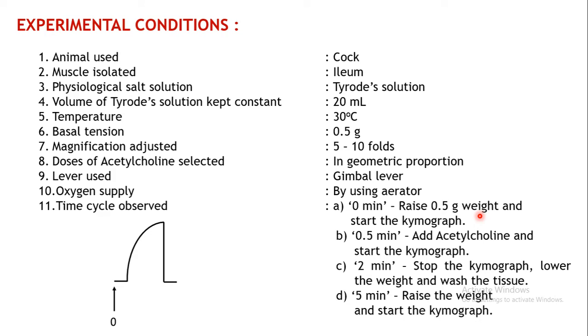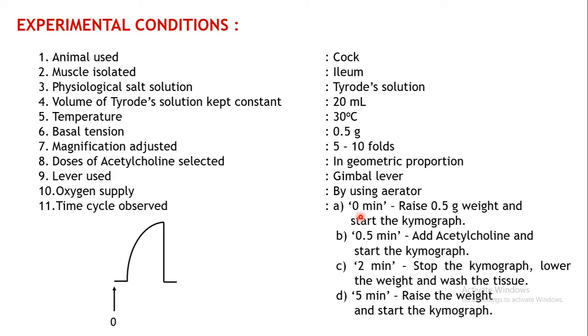You need to raise it when you are taking the baseline or when you are recording a response. Your basal tension should always be raised. It should not be hanging onto your lever. It is used for relaxation of the tissue basically. So it should be kept on top of your organ bath when you are recording the baseline or your response. Now at 0 minute you need to record a baseline first, without the addition of your drug.